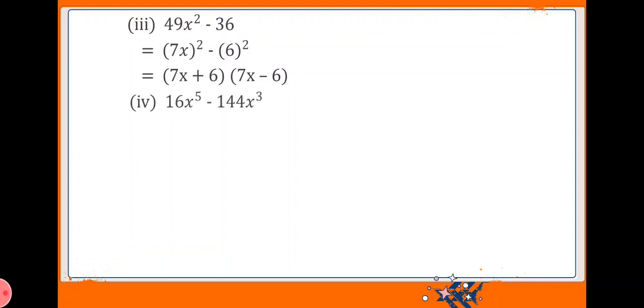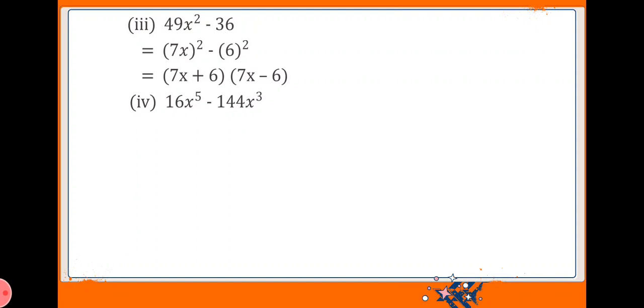Next, question number 4: 16x raised to 5 minus 144x cube. Now again you can see the first term's coefficient 16 is a perfect square, but the variable x raised to 5 is not a perfect square. Similarly in the second term, 144 is a perfect square, but x cube is not a perfect square. So let's see if we can take out something common. Yes, you can see that the first term has x raised to 5 and the second term has x raised to 3. So we can take out x raised to 3 common.